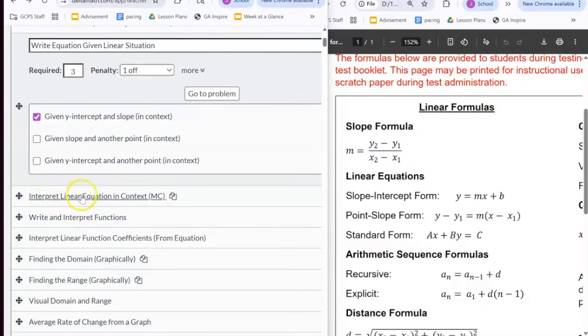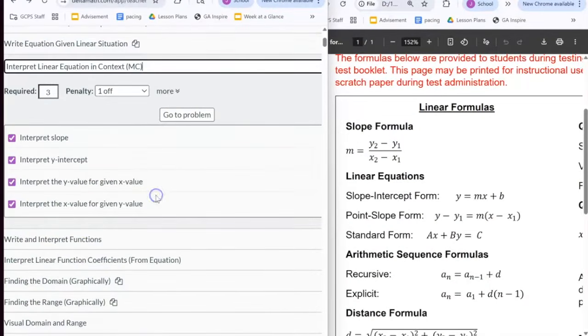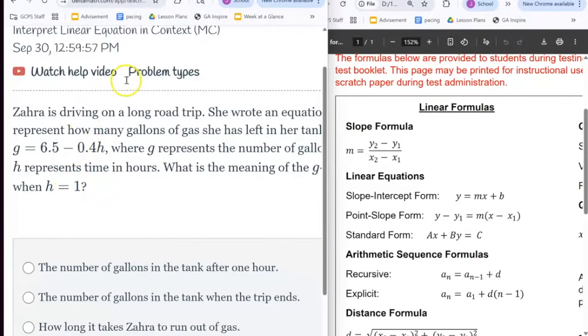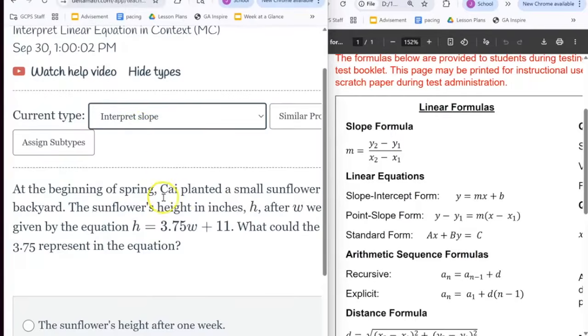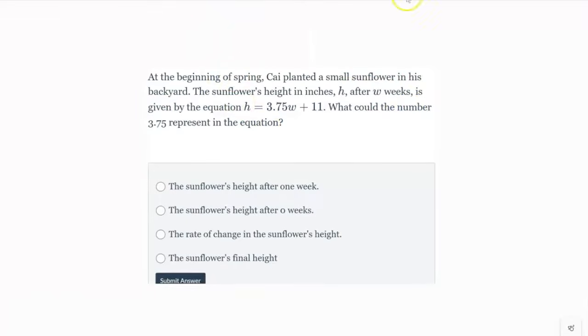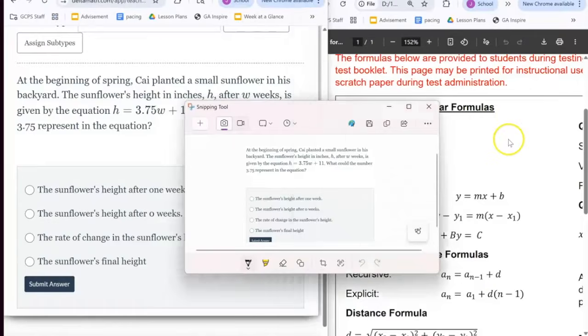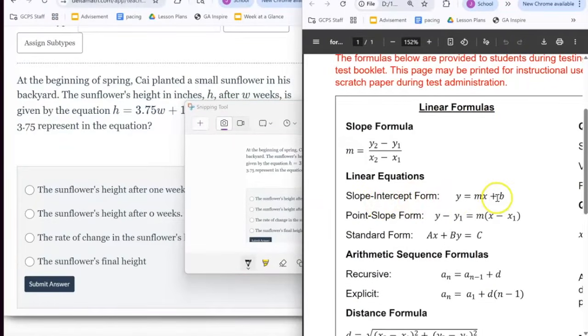All right, we're going to do interpret a linear equation in context multiple choice. So these are the things that you're interpreting. There are 4 kinds of problems. What I'm going to do is make sure I go over each one. So I'm going to start off with slope. Again, starting off at the equation, we're looking at y equals mx plus b, where m is equal to the slope.